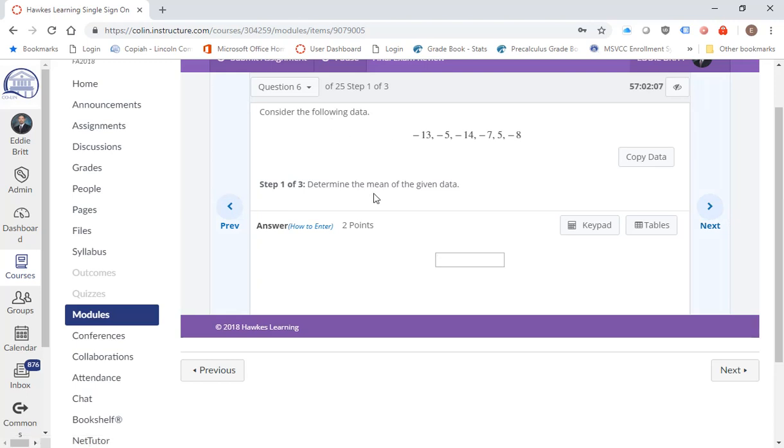Find the mean of the set of data. To find the mean of a set of data, what do we do? We add up the data items, and then you divide by the total number of data items. So if you add all of those numbers up and then you divide by 6, you will get -7. So your answer, your average, the mean of the set of data is going to be -7.